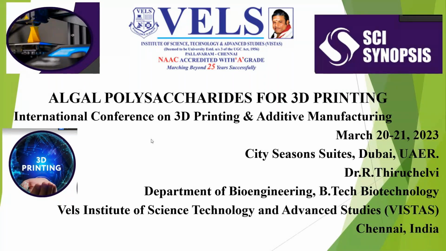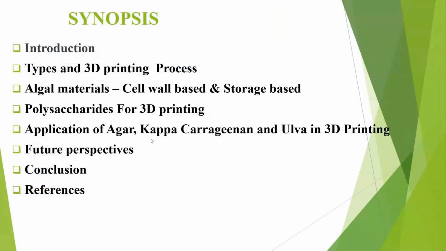So this is my synopsis. We are going to see the introduction and what types of 3D printing processes are generally available. I have chosen the algal material. In these algal materials, there are two types: cell wall based and storage based.